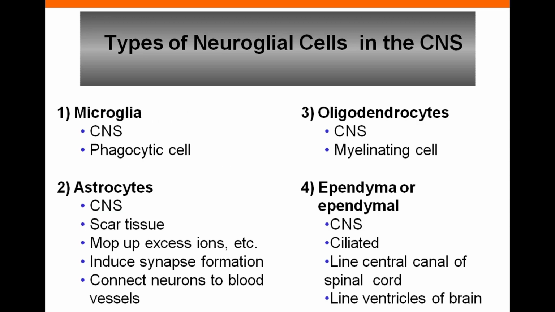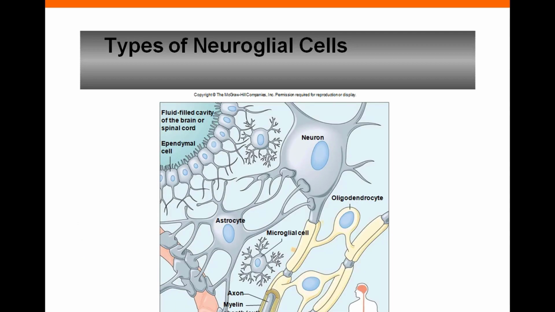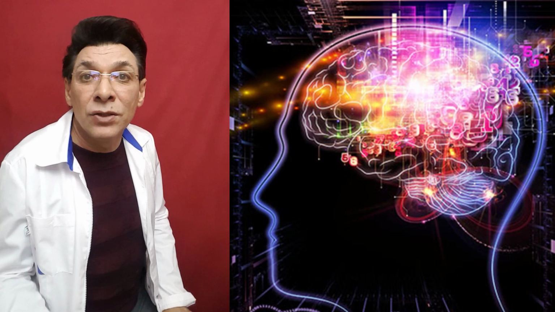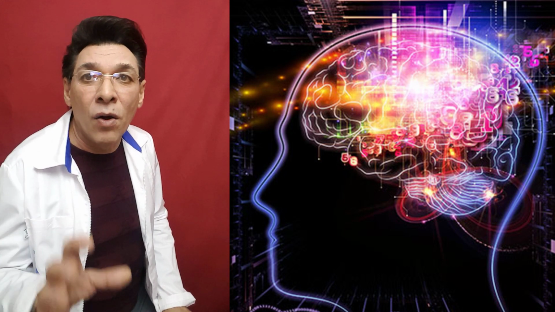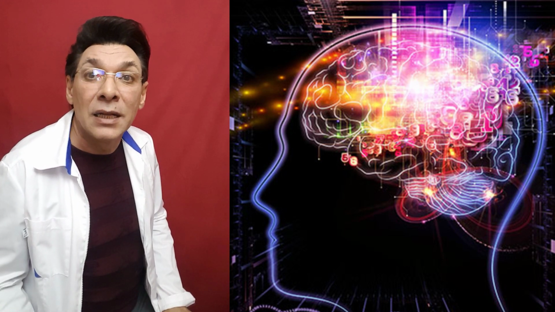First are microglia. They are located in the CNS, and they are phagocytic cells. Then astrocytes, located also in the CNS: scar tissue, mop up excess ions, etc. Induce synapse formation, connect neurons to blood vessels. They are all glial cells.